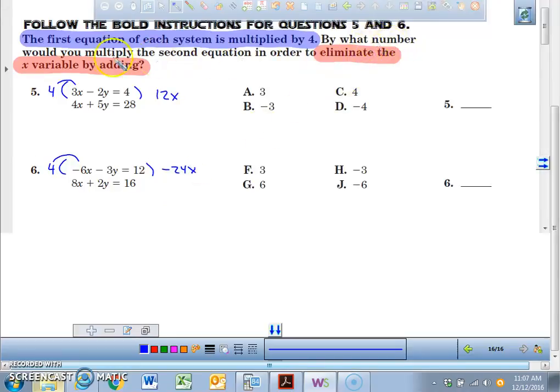All right, it says, by what number would you multiply the second equation in order to eliminate the x variable by adding? So basically, if you were to add these together, would you agree I need to get a -12x here? And what do I need to get down here? A positive 24x. So this one, what would I have to multiply this 4x by? A -3. That's why the answer is B. What would I have to multiply down here to get a positive 24? A positive 3, because 3 times 8 is 24. That's why this answer is F.